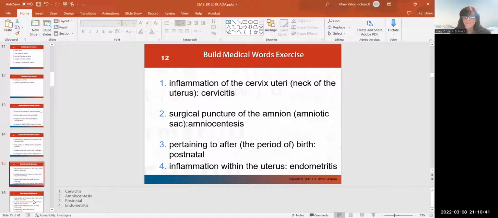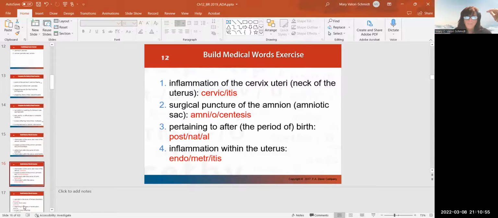Inflammation of the cervix is cervicitis. A surgical puncture of the amniotic sac is called amniocentesis. It's used for testing. Pertaining to the period after birth is postnatal, and inflammation within the uterus is endometritis. Here we go: inflammation of the cervix, cervicitis. Amniocentesis is a puncture of the amniotic sac, postnatal is after birth, and inflammation of the uterus is endometritis.